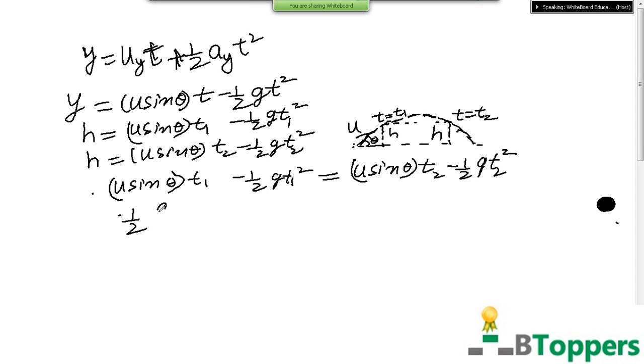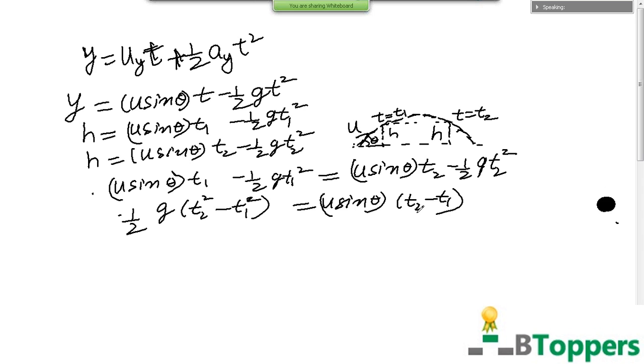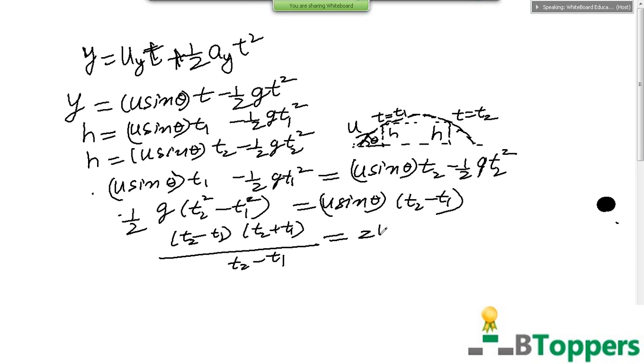So you can take the terms containing acceleration due to gravity on the left hand side, and the terms containing u sin theta to the right side. So t2 square minus t1 square, you can write t2 minus t1 into t2 plus t1, divided by t2 minus t1, can write it as 2u sin theta by g. So t2 minus t1 is a common factor. Both numerator and denominator get cancelled. So t1 plus t2 equal to 2u sin theta by g. As I discussed here, 2u sin theta by g gives you the time of flight of the projectile.